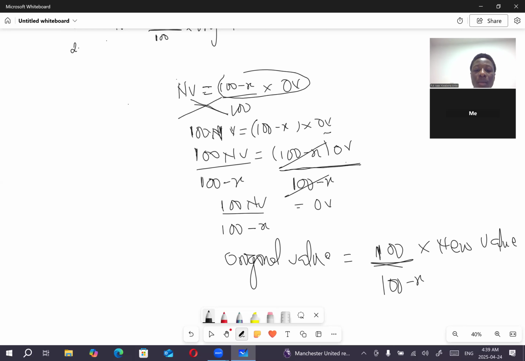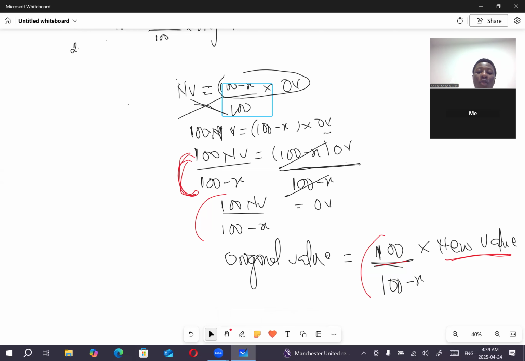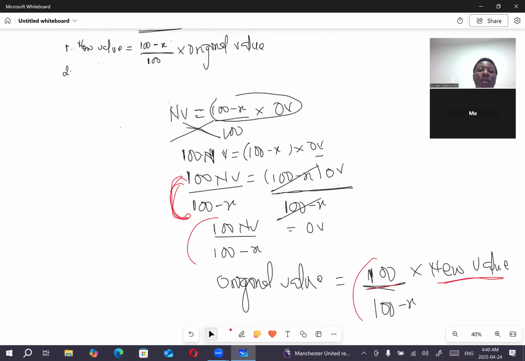It's the same thing here, and here, new value. I said in algebra, when you have a whole part multiplying a fraction, the whole part only multiplies the top, isn't it? So new value will multiply 100. So that will be 100 NV all over 100 minus x, just as you see here. So you can choose to use this, what is at the top, or the organized formula I gave you yesterday. So that is it. Can we move on? Yes, sir. Yeah.